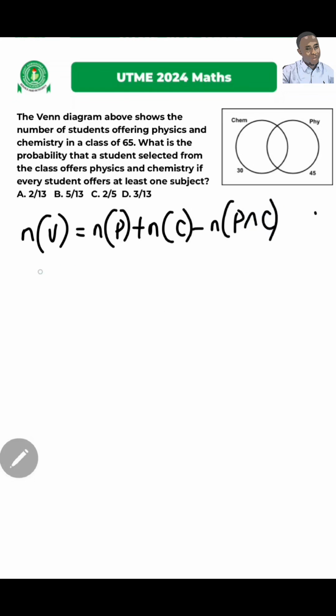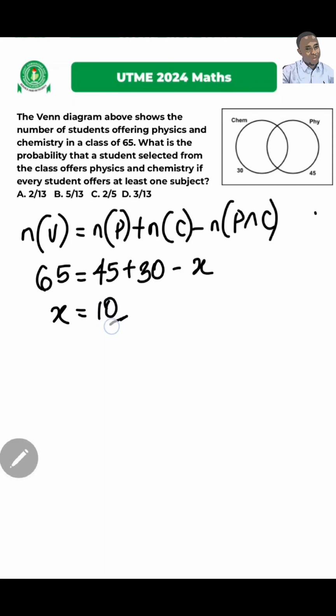All right, universal set is the total number of students, which is 65. Number offering physics is 45. Number offering chemistry is 30 minus x in this case. So I'm using x to make my work easier. So I have 45 plus 30, that's 75, minus 65 is 10. So 10 students offer both.